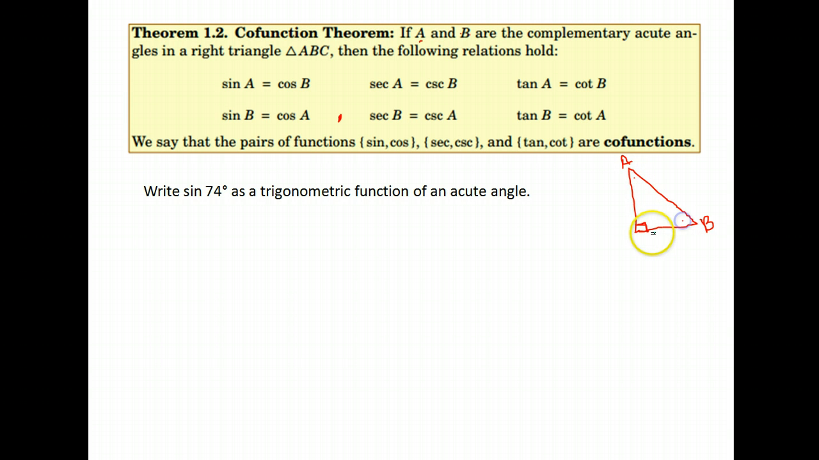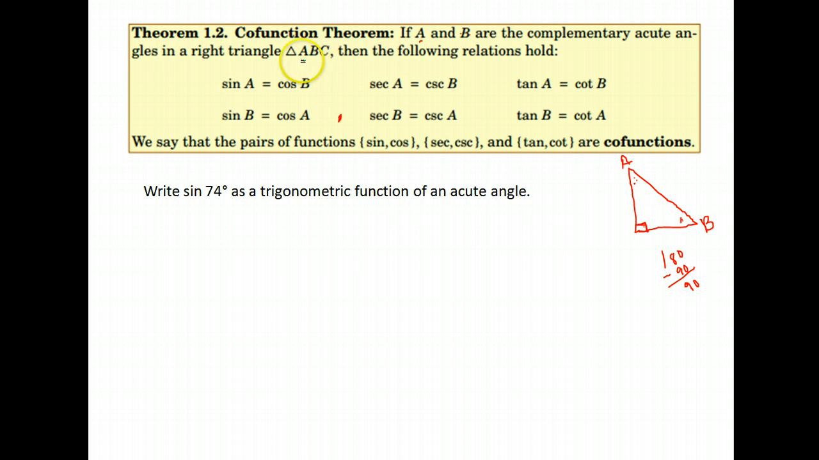Our A and our B, notice if this is 90, how much is left for A and B to make up? Well, we had that right angle, it was 90. So the amount left between A and B is 90. So A plus B is 90, which means they are complementary. That was the definition of complementary, if you recall. It's two angles that add to be 90.